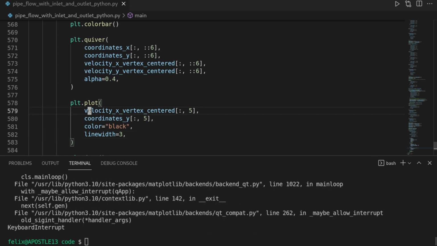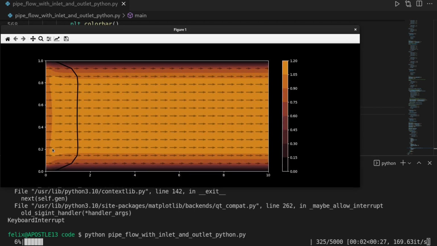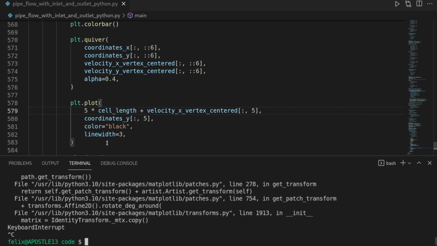And in order to move our parabola a little bit more towards the right, I want to add something in x here by saying 5 times the cell length added to this value. This just moves our parabola a little bit to the right. I think you should be able to see that here. And now we can use this to plot some more.